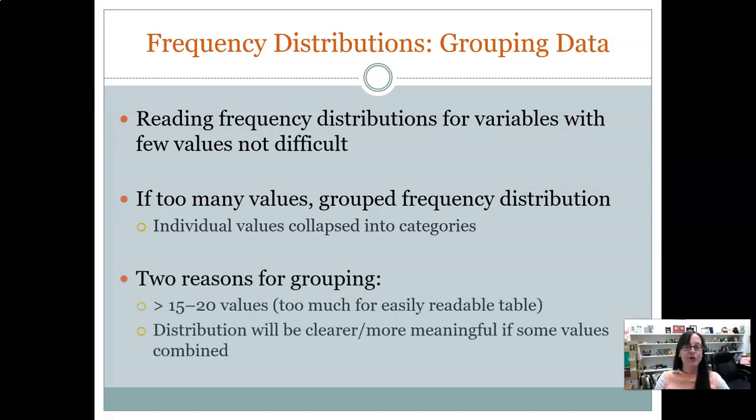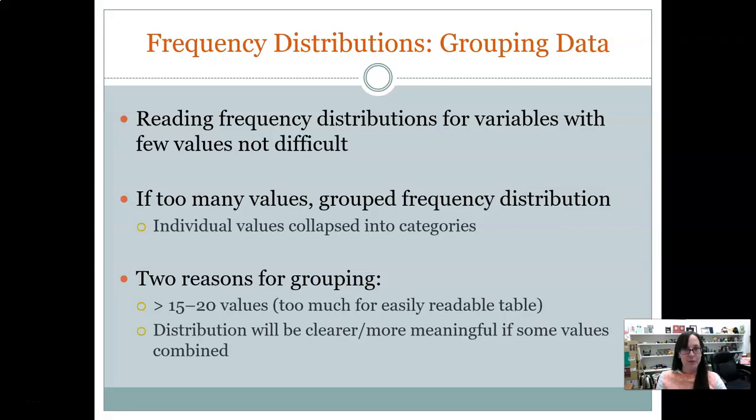There are two reasons that you want to group, and you want to make sure that it makes sense for both of these reasons. The first is that you have too much to read for an easily readable table. Typically this is around 15 to 20 values or more. Then that becomes too much to read by just looking at the table and seeing what's happening. So typically you want to group it because there are too many.